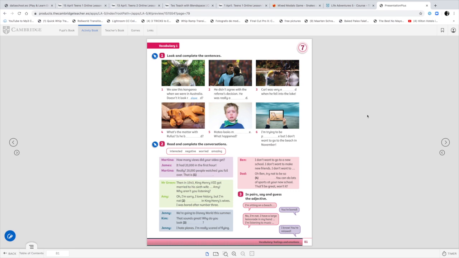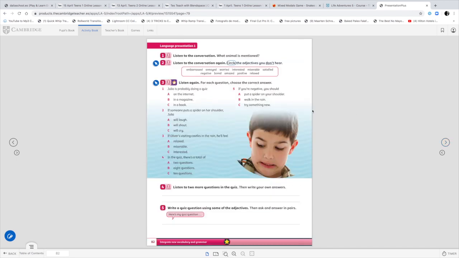As we talked about during the video conference class, there are different types of emotions and words that we talked about, and you need to use them to complete these sentences. Look at the pictures, they might give you clues, as well as the first and the last letter of each word. Then you will need to read and complete these conversations with one of these four feeling adjectives. Okay? Let's turn to the next page.